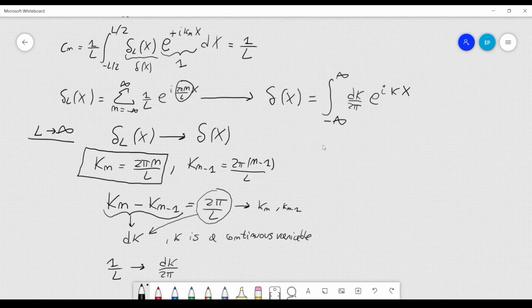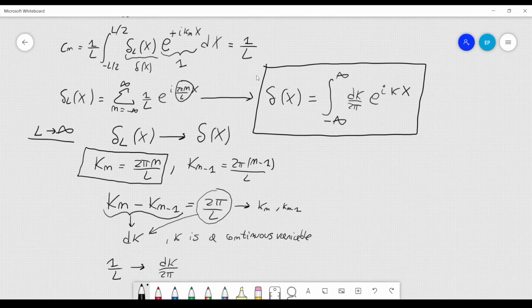So we have obtained this very important expression, which is used extensively, especially when dealing with Fourier transforms, partial differential equations as well. This very important expression allows us to derive the inverse Fourier transform from the Fourier transform. Let me show you why.